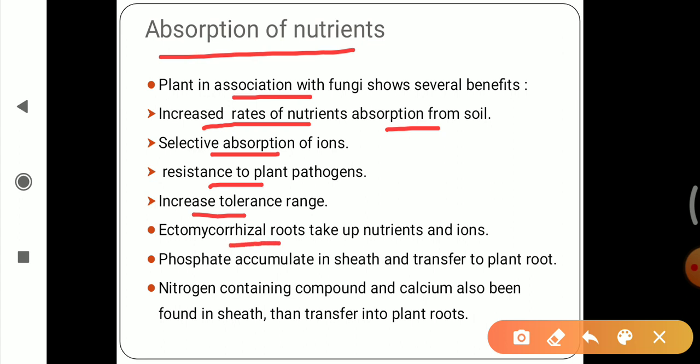Ectomycorrhizal roots take up nutrients and ions. Phosphate is accumulated in the sheath and transferred to the plant root. Nitrogen-containing compounds and calcium are also found in the sheath and then transferred into the plant root. The sheath forms first, there is accumulation inside the sheath, and then it is transferred from the sheath to the plant root.